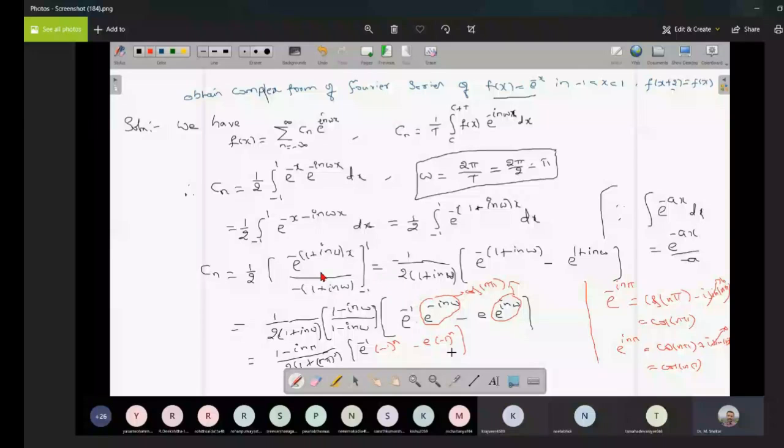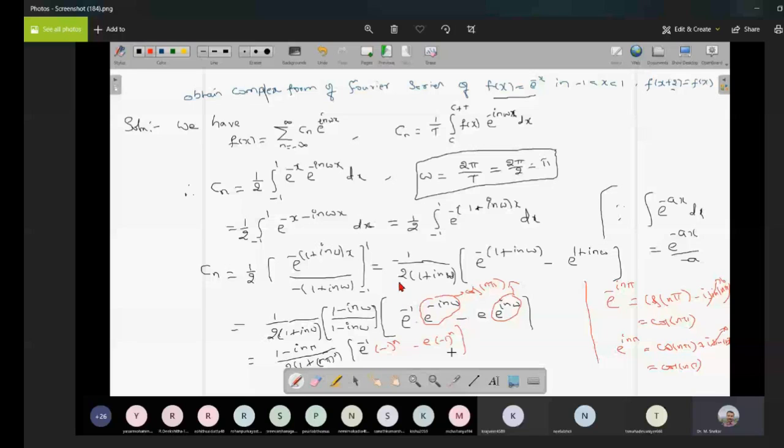The third line there, where Cn is equal to 1 by 2 the whole bracket e power minus 1 plus I n omega x divided by minus 1 plus I n omega. That is because of integration. A minus comes out. But in the next line, you rationalize the entire complex number, so where does the minus go, sir?